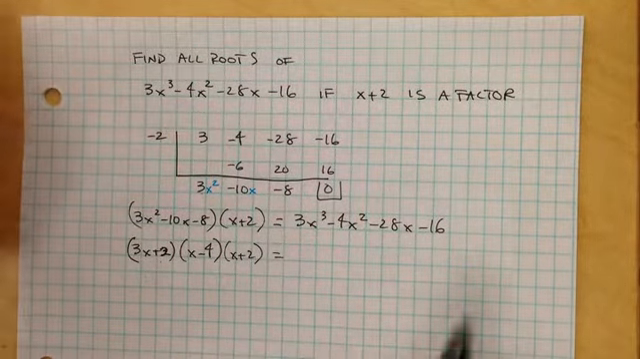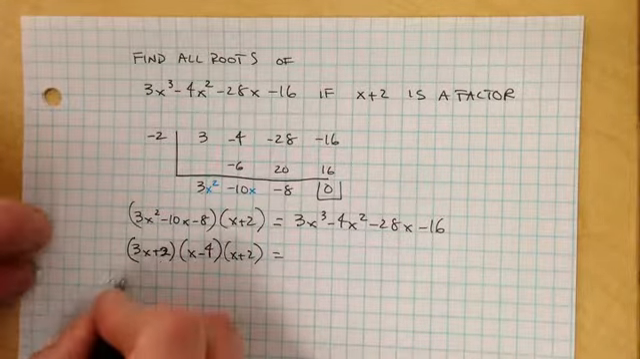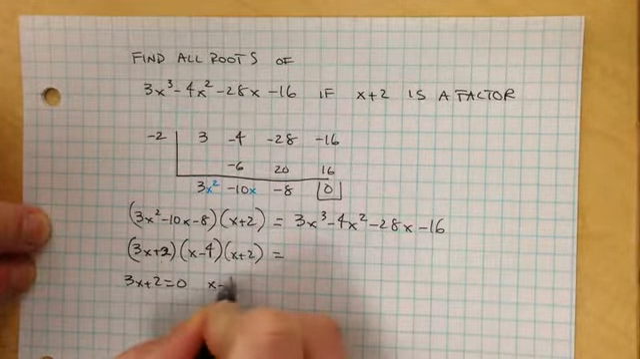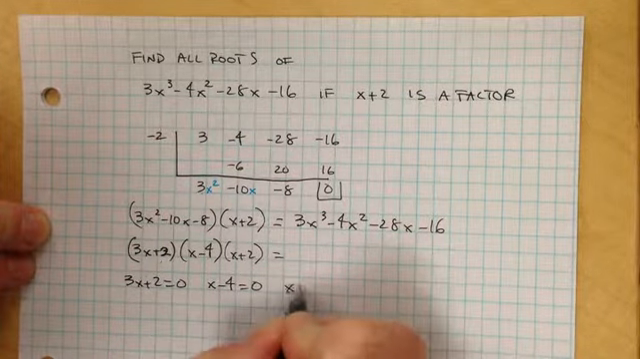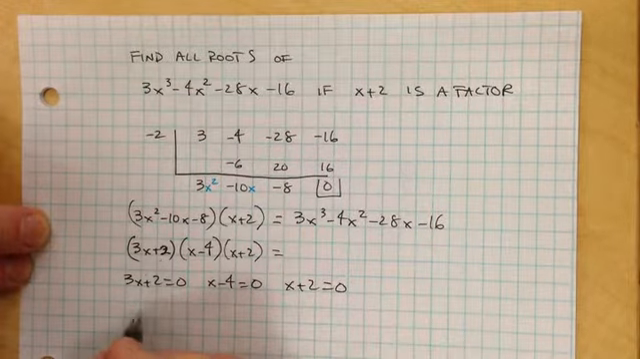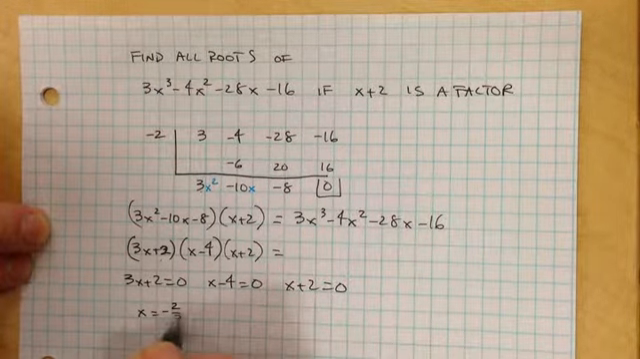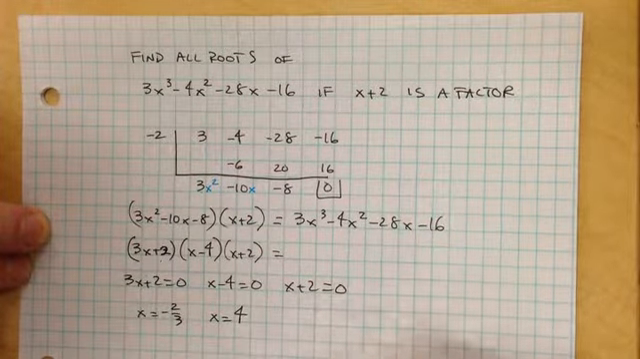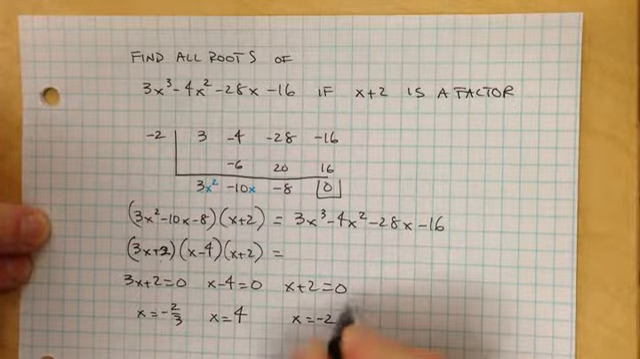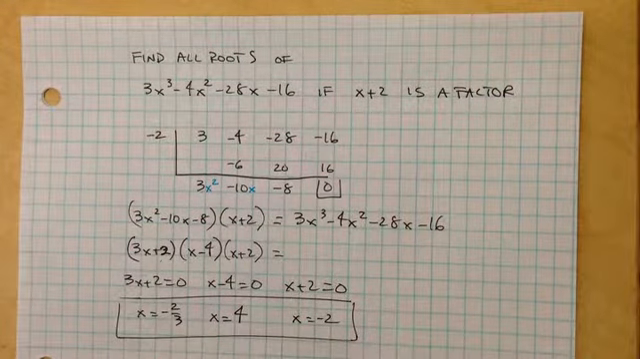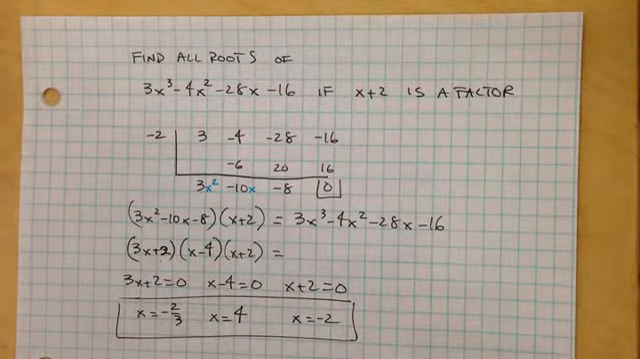But now we need to find the roots. So set each one to 0 and solve. Subtract 2, divide by 3, x equals negative 2/3. Add 4, subtract 2. Those are our roots and our zeros.